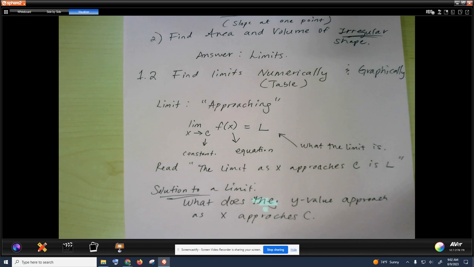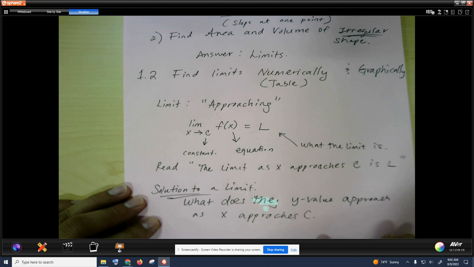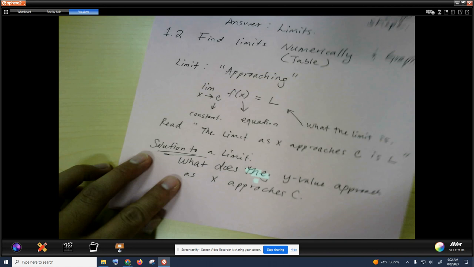And let's define how we could tell if a limit exists. So, you guys done with this one?